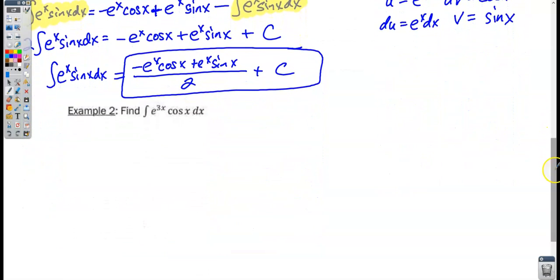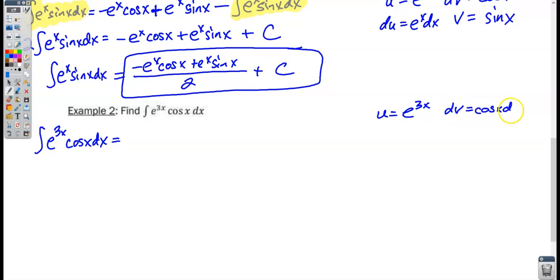Example 2. Find the integral of e to the 3x cosine of x dx. Again, we've got an exponential and a trig function. So we'll go ahead and we'll set up the left-hand side. And we'll find our u and our dv. And we'll get to work here. du is equal to 3e to the 3x dx. v is equal to sine of x.